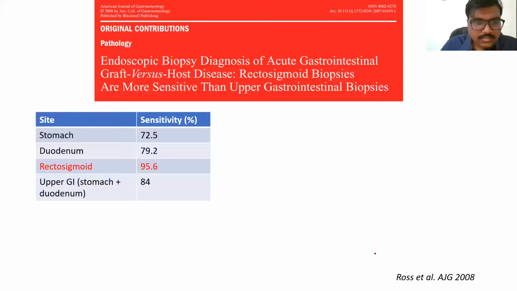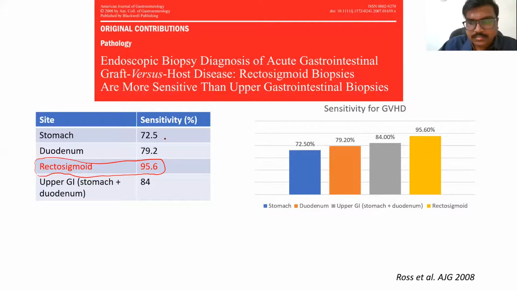The important thing they found was that the biopsies from the rectosigmoid had the highest sensitivity to detect GVHD when compared to the stomach or duodenum. Not just that, the 95% sensitivity was higher when compared to combined stomach and duodenal biopsy. So the rectosigmoid gives the highest yield, and that should be the preferred site for biopsy.